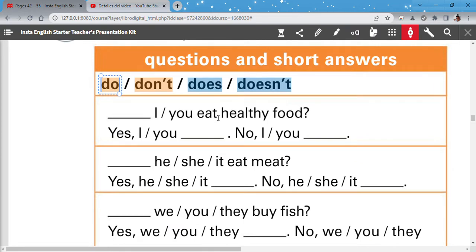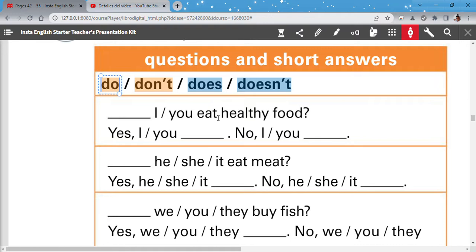Remember the no. Oh, yes. The orange one is for I, you, we, and they, and the blue one is for he, she, it. For example, I, you eat healthy food. Do I? Do you eat healthy food? Yes, I do. Yes, you do. No, I don't. No, you don't. He, she, it eat meat. Does he eat meat? Does she eat meat? Does it eat meat? Yes, he does. Yes, she does. Yes, it does. No, he doesn't. No, she doesn't. No, it doesn't.